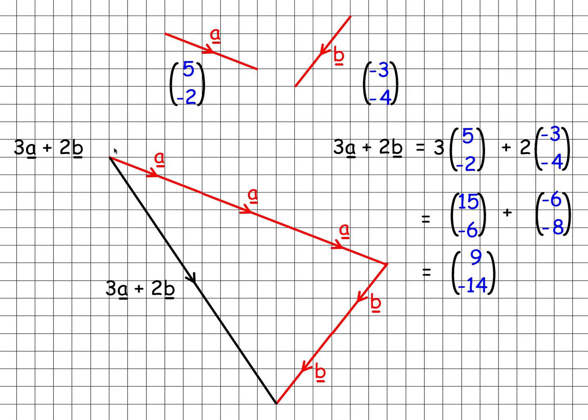Obviously, we would do it by components as a preference because it's quicker and easier. Now if you're asked the magnitude, the size of that vector, 3a plus 2b, you would just take the components, square, add and take the square root. So that's adding vectors and multiplying by a scalar. It's quite straightforward.